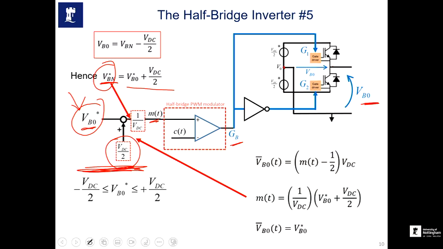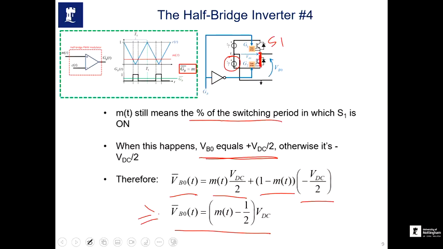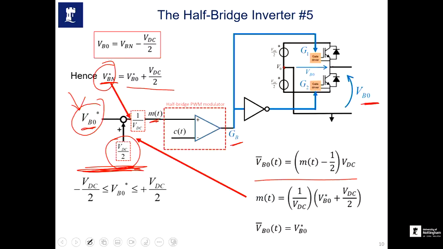Okay. So if we go back to the formula that we derived, VBO average is MT minus half times VDC. If we write it here and do a rearrangement, we get the MT equation. Basically, if you rearrange this, you get this equation, but instead of VBO, you will get VBO average T.